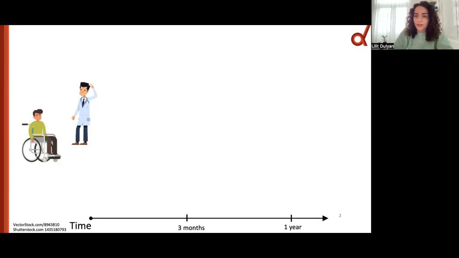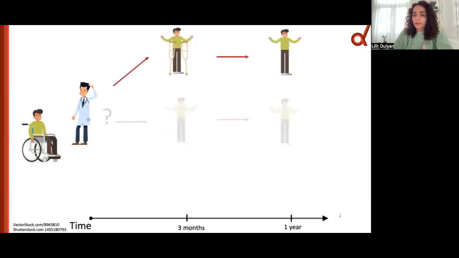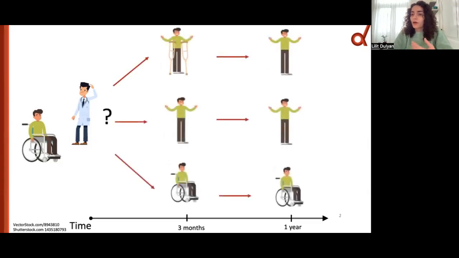So when you see this patient, will you be able to tell if this patient is going to recover, for example, in 1 year? Probably if you are an experienced clinician, you might have a good guess. However, it might be useful to have a tool that will potentially provide supportive evidence for your decision, which would allow you to adjust the rehabilitation in future.